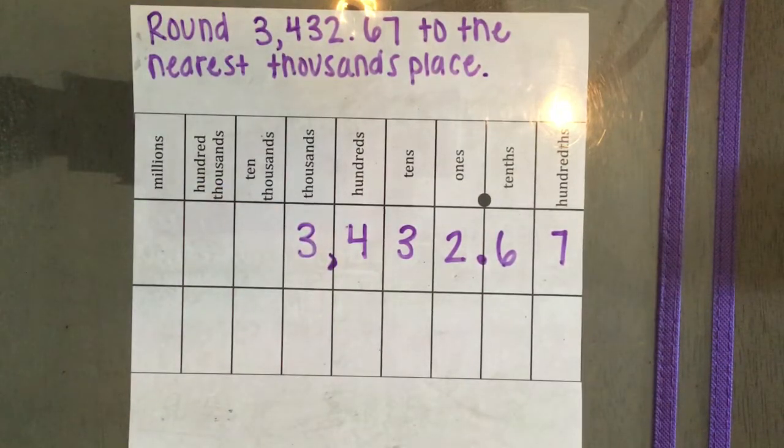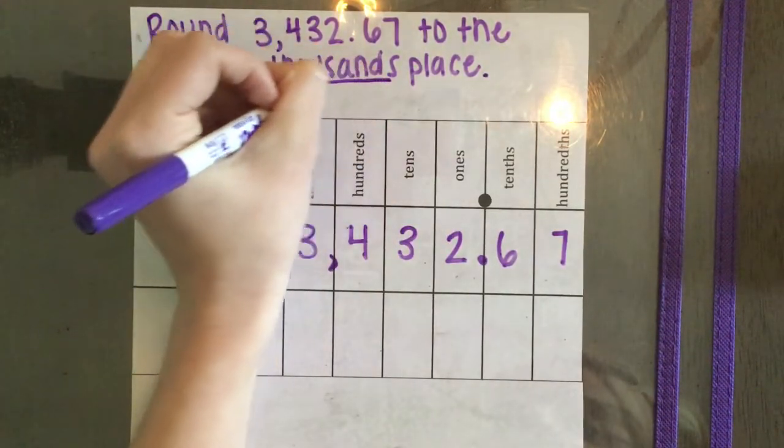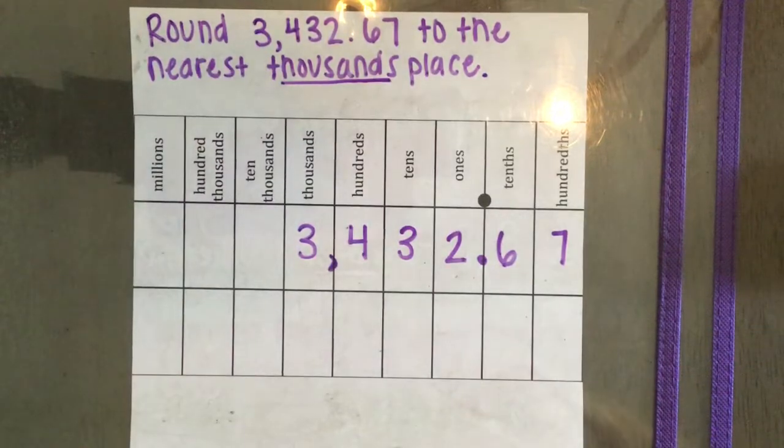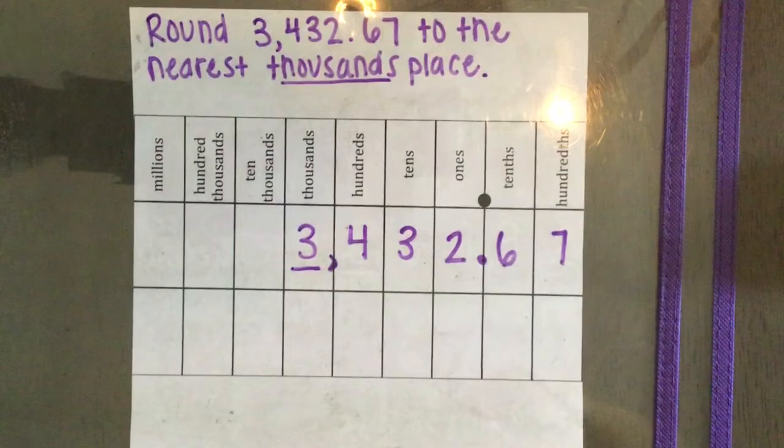All right, so I'm going to look back at my question. The first thing that we need to remember when we're rounding is we have to first figure out the place. We have to find the place that our question is telling us to round to. So in this case, it's telling us to round to the thousands place. Okay, so I am going to underline the thousands place. Okay, we always want to underline the place first.